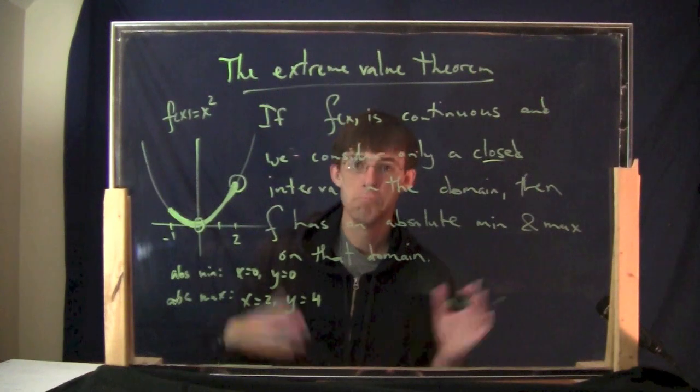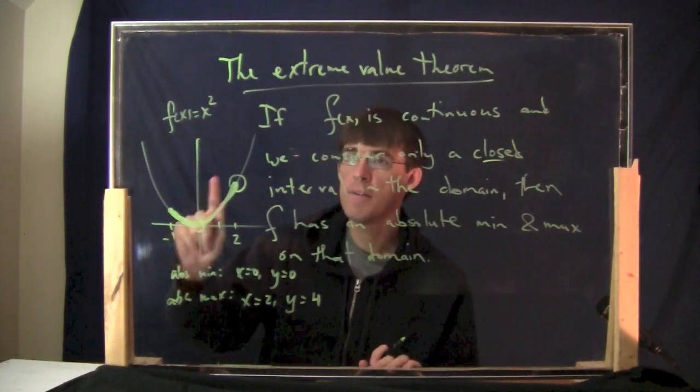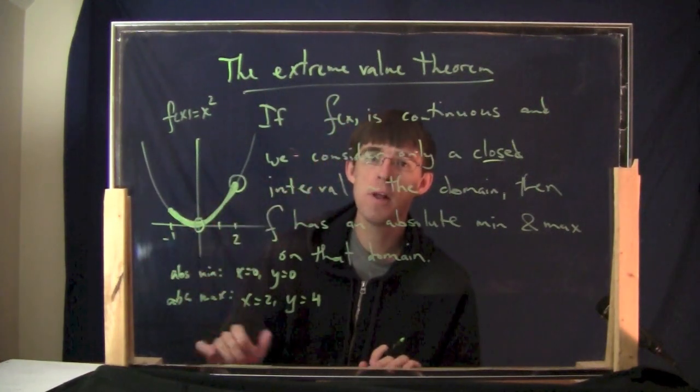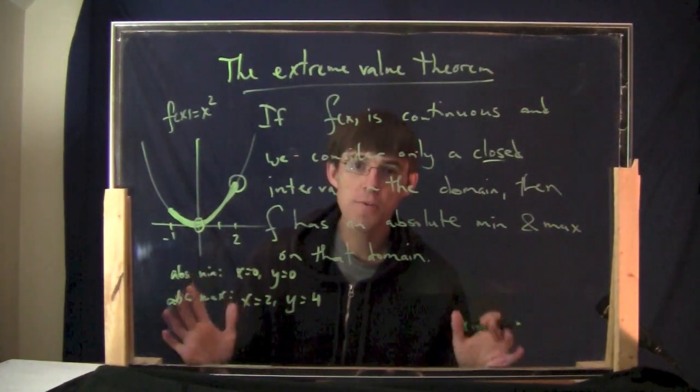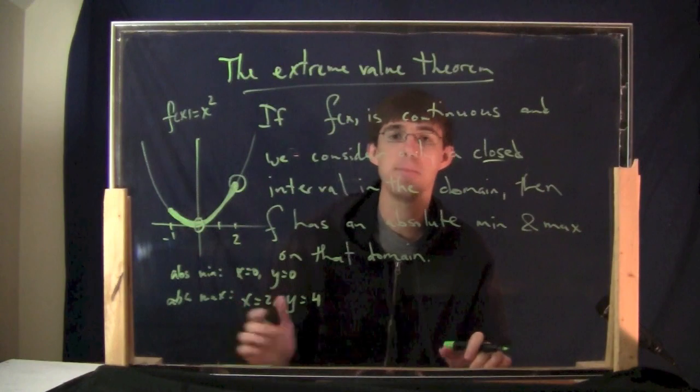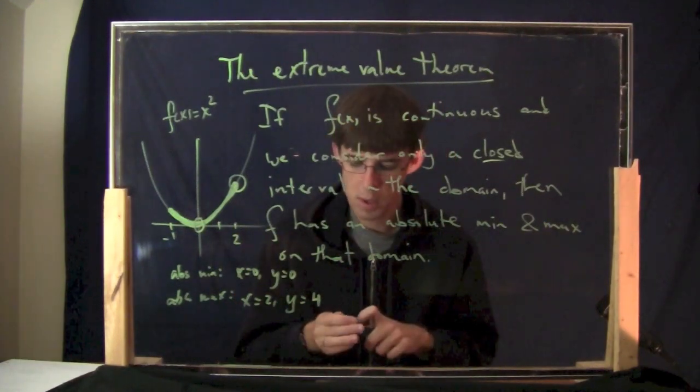Okay, so if you have a continuous function and a closed interval, there is always an absolute minimum and an absolute maximum. So how do you find the absolute minimum and the absolute maximum? That's what we're going to do.